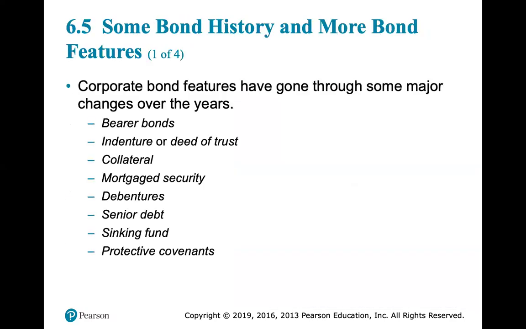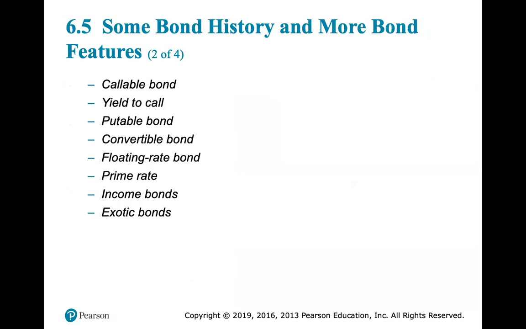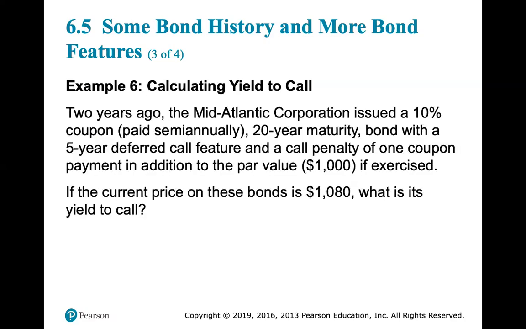Okay. And these are the bonds we discussed at that time, like bearer bonds, collateral bond, mortgage security, debentures, senior debt, and sinking funds, and protective covenants, callable, yield to call, convertible, floating rate, prime rate, and exotic bonds. So these types of bonds we have already discussed. Those who are interested in more detail, please refer to the book. The book gives you the more detailed definition and the more explanation about it. So let's go with the yield to call, okay?